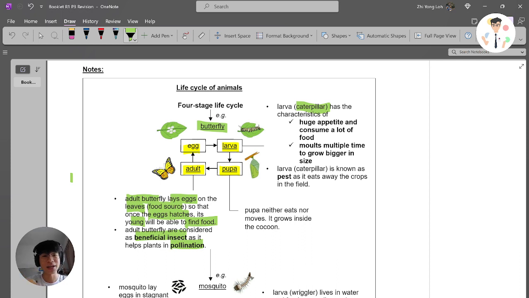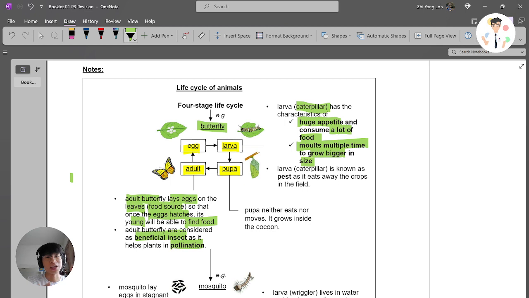And this caterpillar, as you know, it grows on the leaf, right? And because of that, it easily finds food. Okay, and that's why it also has a huge appetite, and it just eats a lot of food. You eat a lot of food means that you eat all the leaves out. Okay, and because of that, it molts multiple times to grow bigger in size. Molt basically means it sheds the old skin and changes to new skin. Okay, again because it eats a lot, it grows bigger in size.